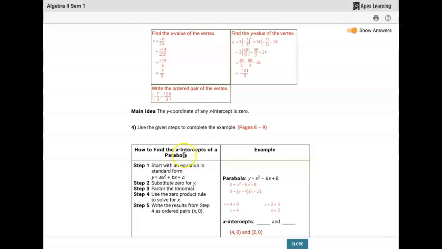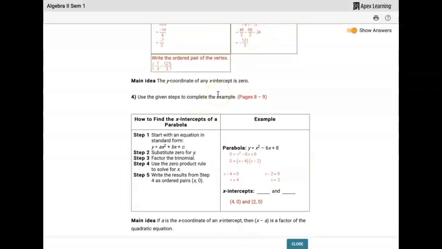This next main idea is that the y coordinate of any x-intercept is 0. In order to find the x-intercepts of a parabola, if we're not given the graph, like if we're given our equation, we've got to start with our equation in standard form. So again, if it's not in standard form, you change it to be in standard form. We substitute a 0 in for y, right? We make the entire equation equal to y.